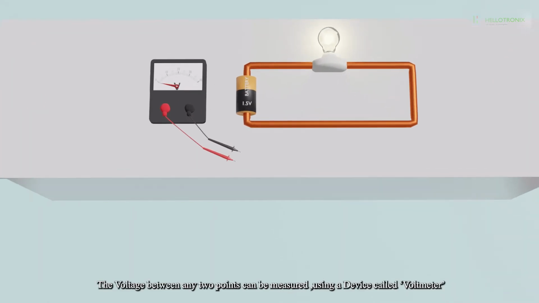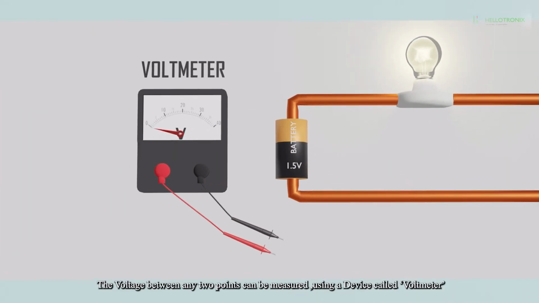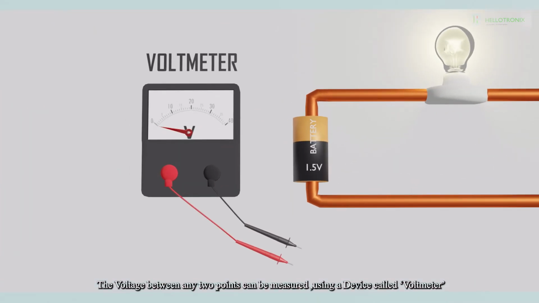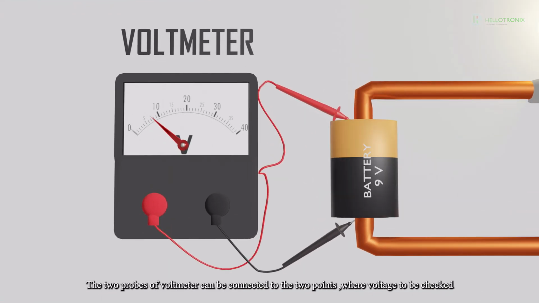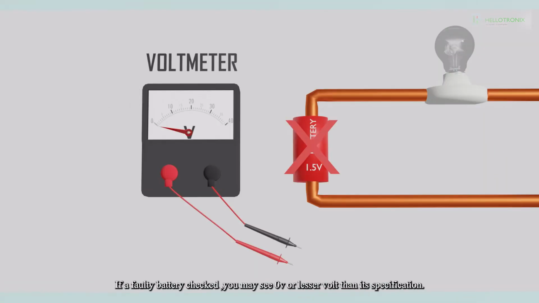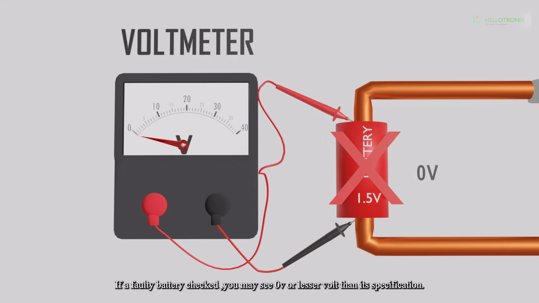The voltage between any two points can be measured using a device called voltmeter. The two probes of voltmeter can be connected to the 2 points where voltage is to be checked. Make sure that positive probe is connected to positive terminal and negative probe is connected to negative terminal. If a faulty battery is checked, you may see 0 volt or lesser volt than its specification.